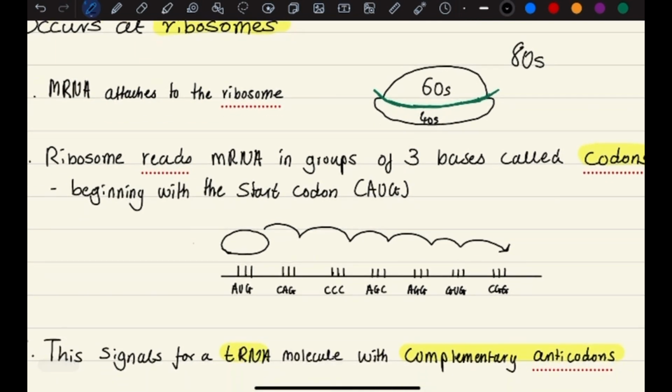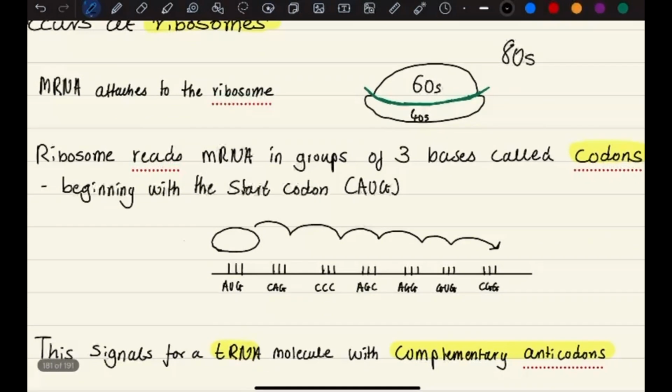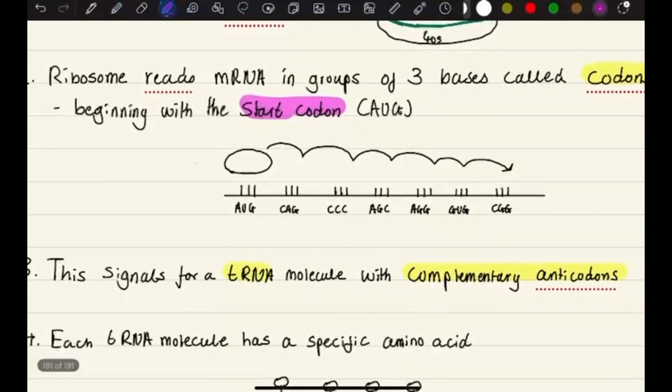What's going to really happen is the ribosome is going to be moving along that strand of mRNA. You can see the codons here. A group of 3 consecutive bases is a codon, as you should know from GCSE. So from AUG, it moves to CAG, moves to CCC, moves to AGC. It just keeps coming along, and it begins with our start codon. Now, every single time a codon is read, it signals for a tRNA molecule with the complementary anticodon. For example, for AUG, the complementary anticodon would be UAC. Get what I mean?